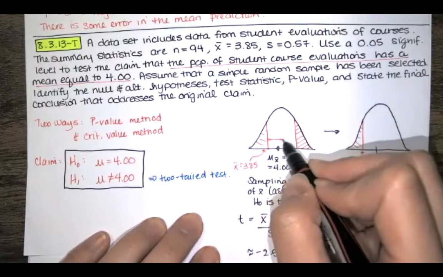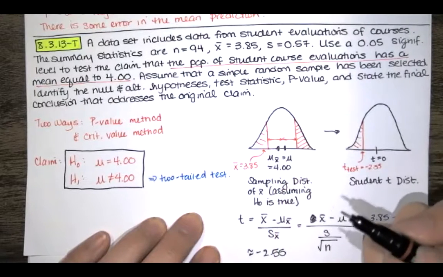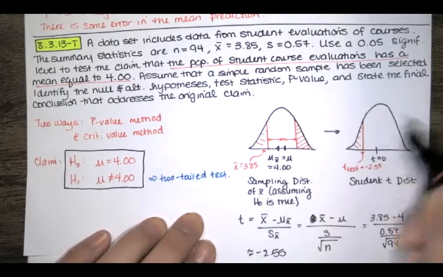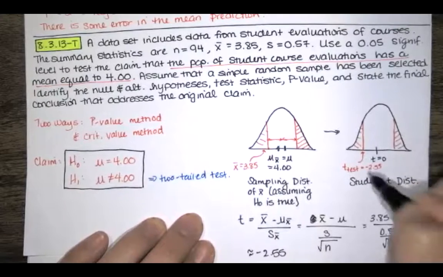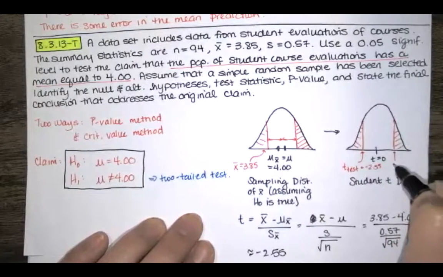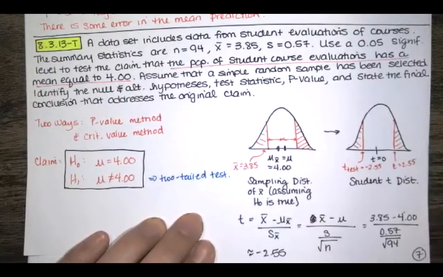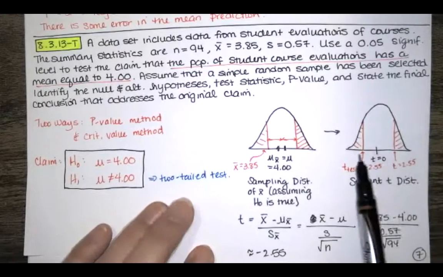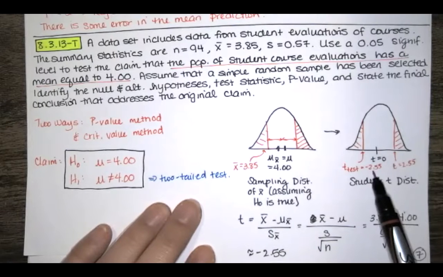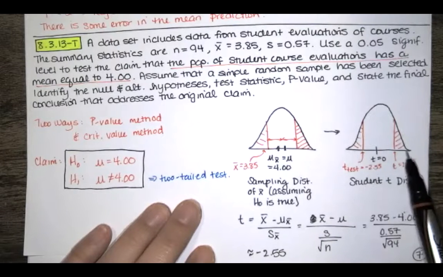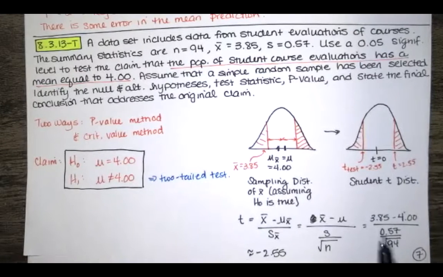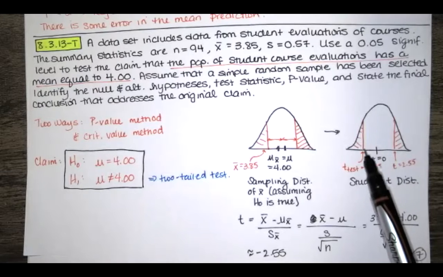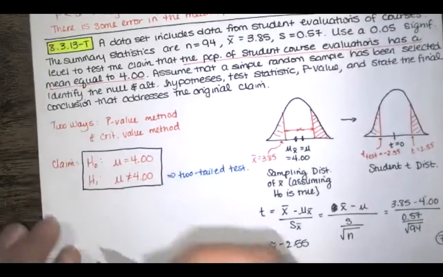If this distance from here to here is equal to that distance from there to there, or alternatively, this area and this area are the same. If this is my test statistic t, and this is another t equals 2.55 that's positive, I'm saying what is the probability that t is equal to negative 2.55 or less than that, or t is equal to positive 2.55 or greater than that? So what's the probability that t is equal to this value or more extreme than that value? That's our p-value. And we can use technology to find that.